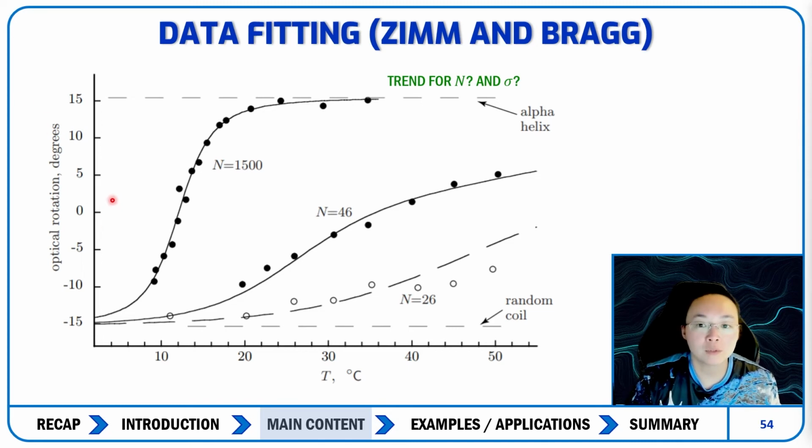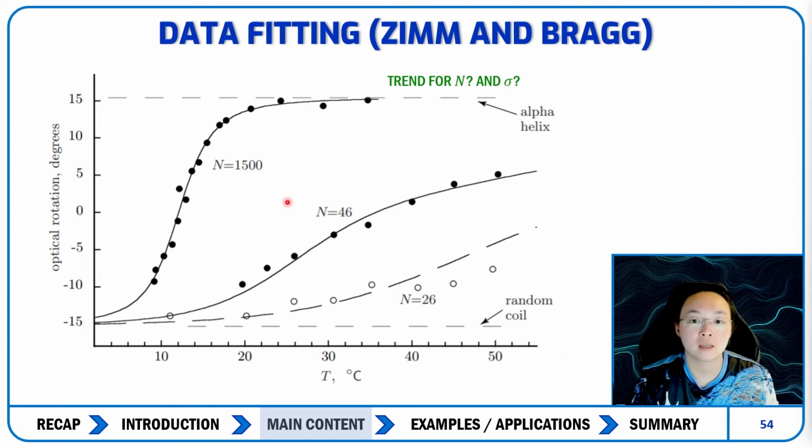If the optical rotation is negative, you have a random coil state. If the optical rotation is positive, it's going towards an alpha helical state. Basically, if we take a look at this, we have 4 different chains here. We have a very long polypeptide chain with 1500 monomers. We have a shorter one with 46, then 26, and then a fully random coil. For a random coil, it makes sense that it's always got an optical rotation at the bottom of the y-axis.